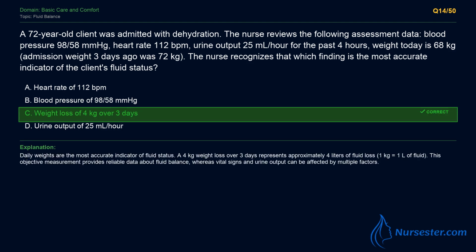The correct answer is C. Daily weights are the most accurate indicator of fluid status. A 4 kilogram weight loss over 3 days represents approximately 4 liters of fluid loss. 1 kilogram equals 1 L of fluid. This objective measurement provides reliable data about fluid balance, whereas vital signs and urine output can be affected by multiple factors.